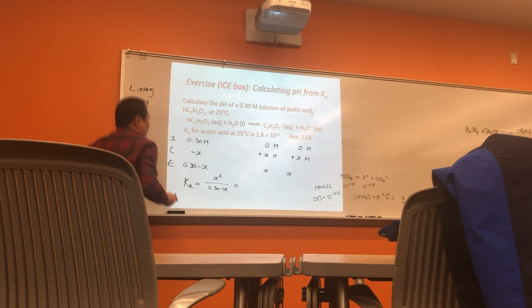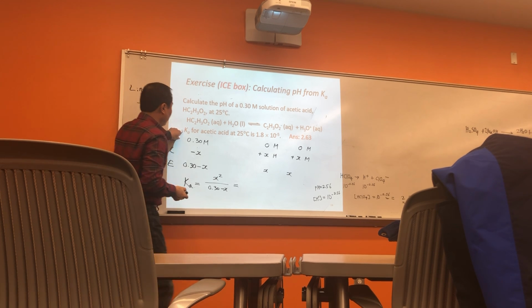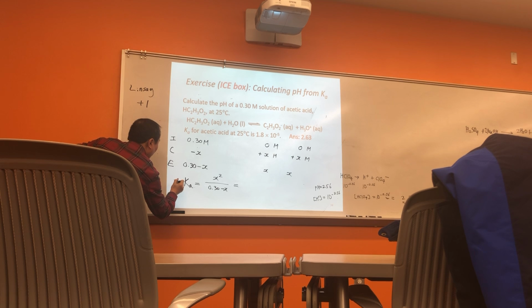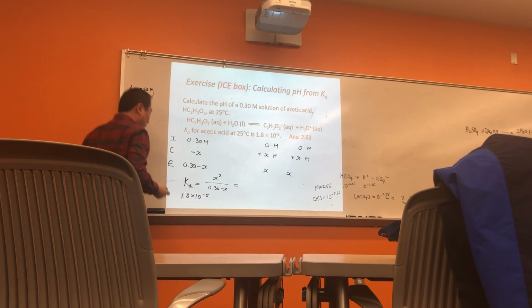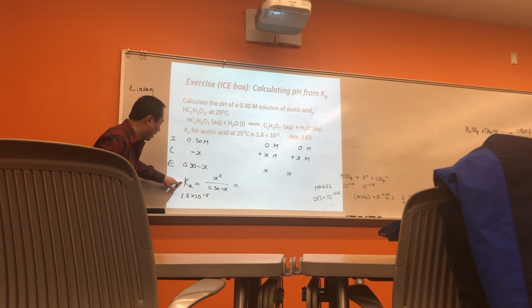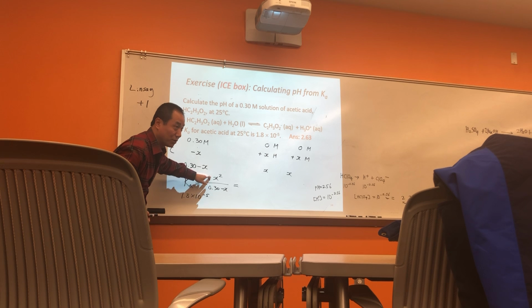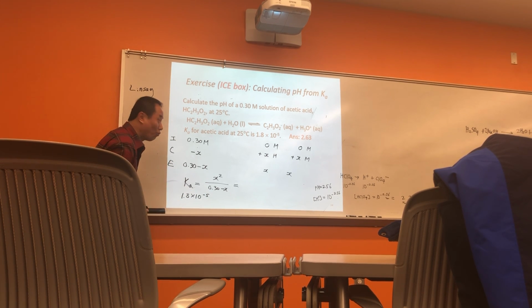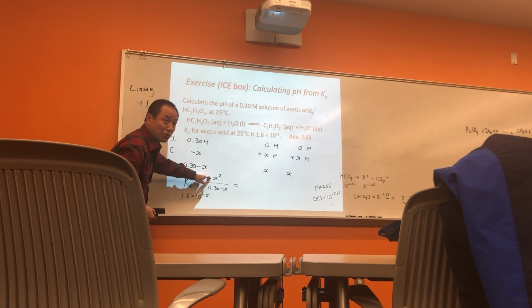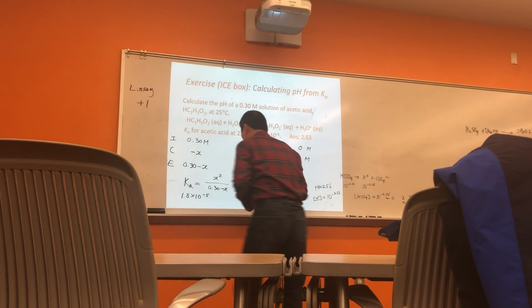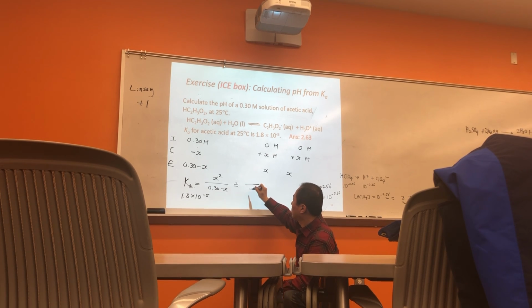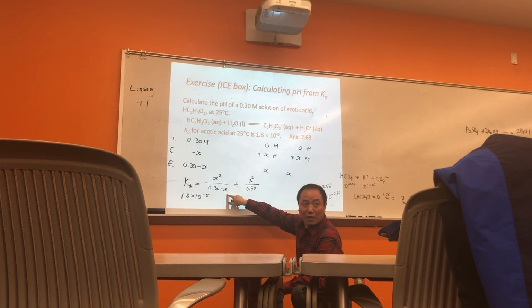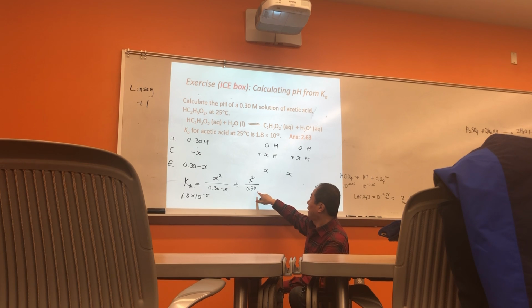Okay? But we are given the Ka value. Ka value is 1.8 times 10 to the minus 5. That's a small number. So Ka is a fraction in the expression. Because this number is very small compared to 1, that means your numerator should be a small number. X will be a small number. So you can assume this X is a lot smaller than 0.30. So you can just approximate 0.30 without that negative X. This is an approximation.